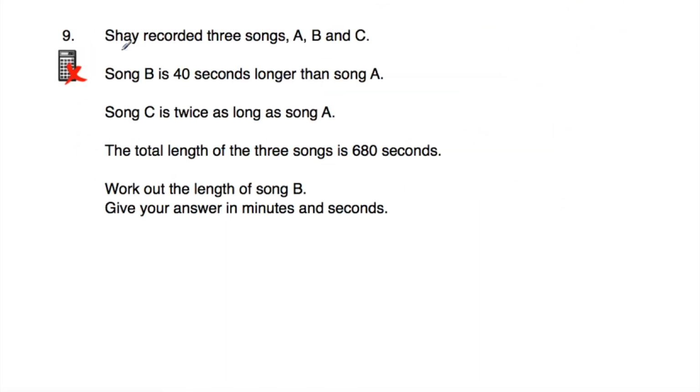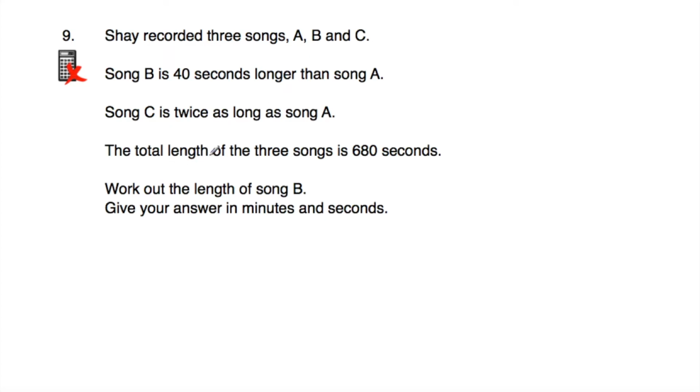Okay, so question number 9. Question number 9 says, Shay recorded 3 songs, A, B, and C. So Shay's recorded these 3 songs. Song B is 40 seconds longer than song A. So this song is 40 seconds longer than this one. So if this was 100 seconds, that'd be 140 seconds. And then we're told that song C, this song, is twice as long as song A. So for instance, if this was 100 seconds, that'd be 200 seconds.